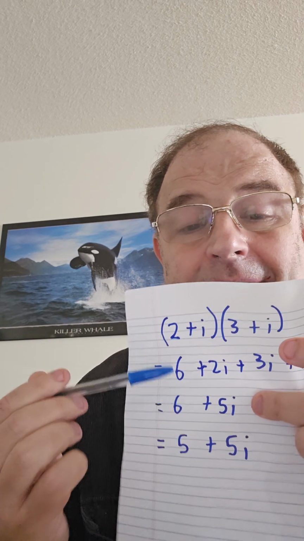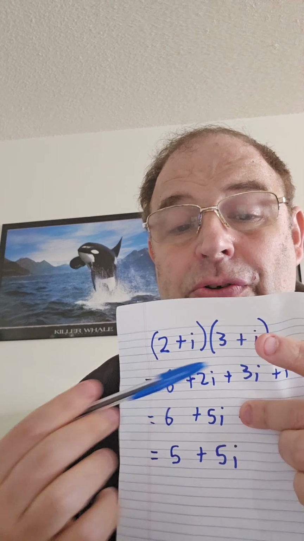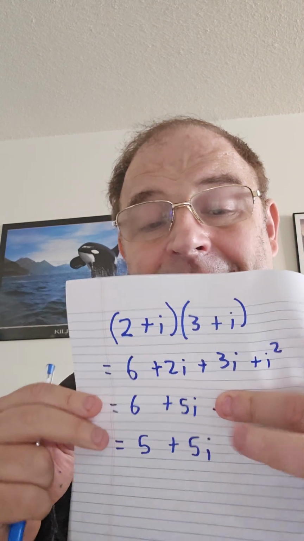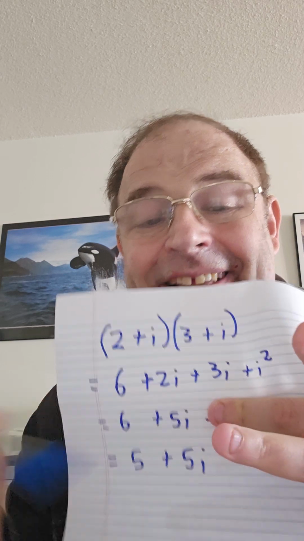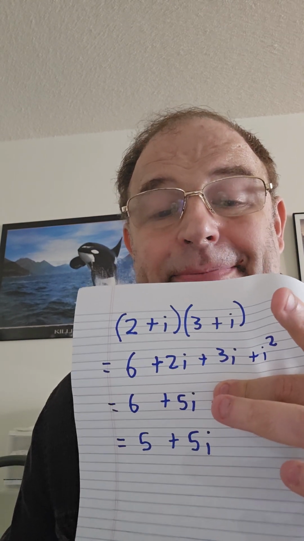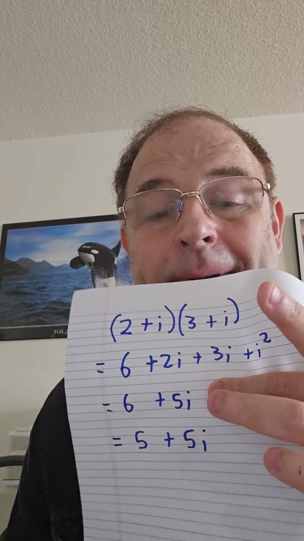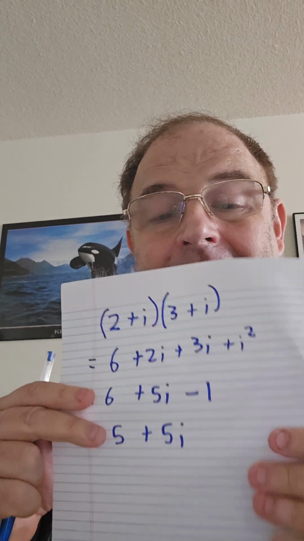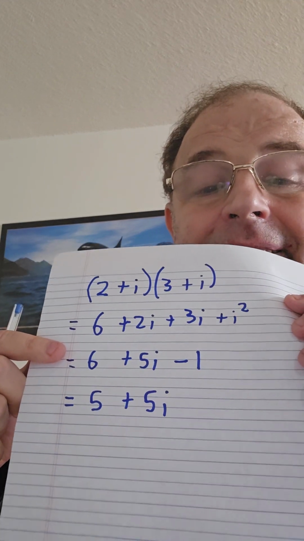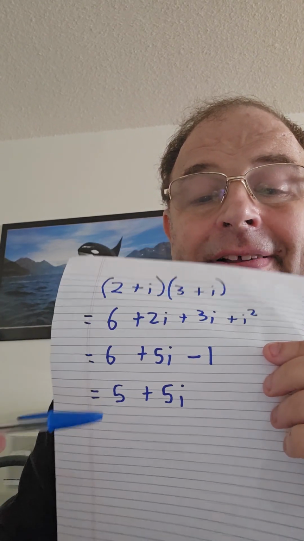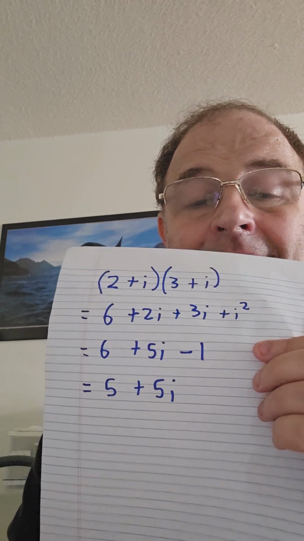And now we simplify. 6 remains 6. 2i plus 3i equals 5i. And I intentionally put my finger there. What is i squared? i squared is minus 1. And now to simplify, 6 minus 1 is 5. And so the answer is 5 plus 5i.